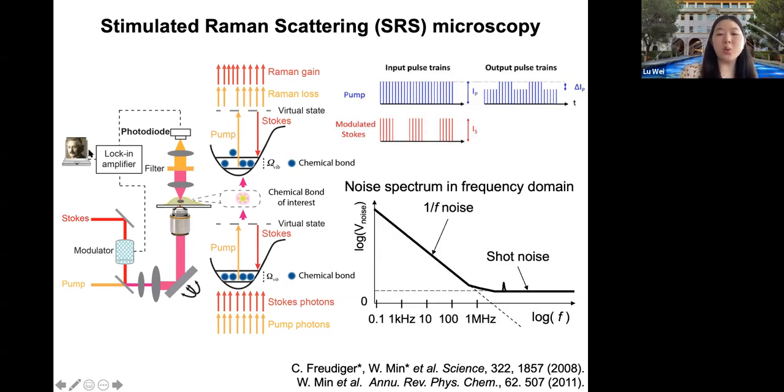So in this way, we can push the detection into the shot noise limited high frequency region and do the detection upon a very quiet noise floor to allow highly sensitive SRS imaging. So with that, SRS has demonstrated imaging down to the micromolar range for biomolecules in live cells and tissues.